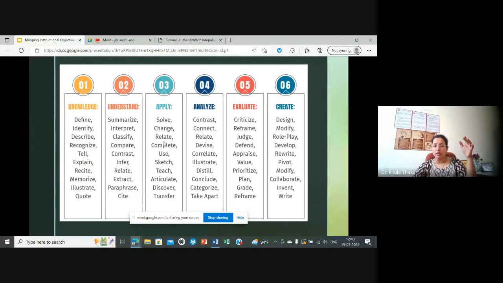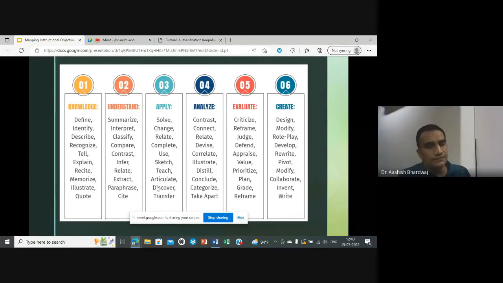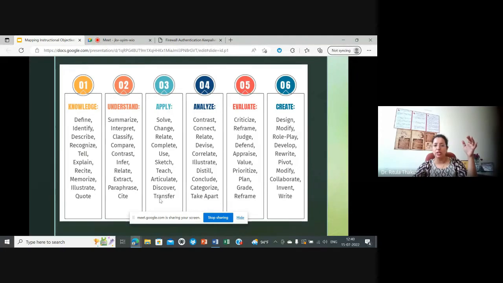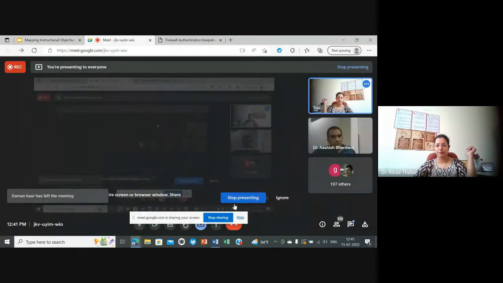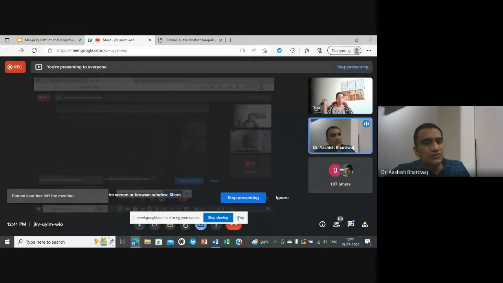So you should be trying to use these terms: either apply, solve, change, relate, complete, use, sketch, teach, articulate, discover, transfer, contrast, connect, relate. The student will be able to relate, correlate, illustrate, conclude, categorize. These are some of the verbs which you should use. It is better that you use these terms when you're writing. Otherwise, it was fine. Our group suggests that it should be illustrate now.